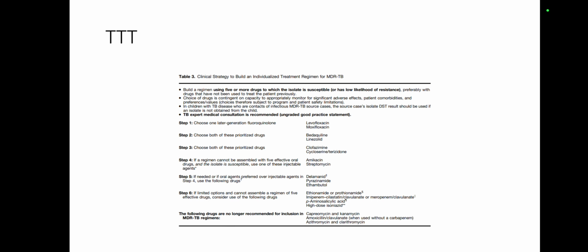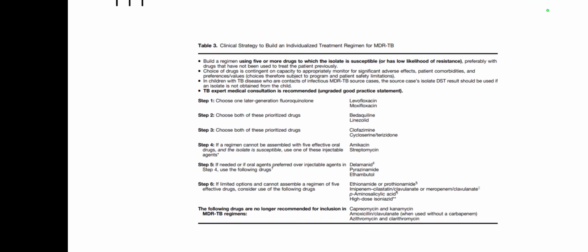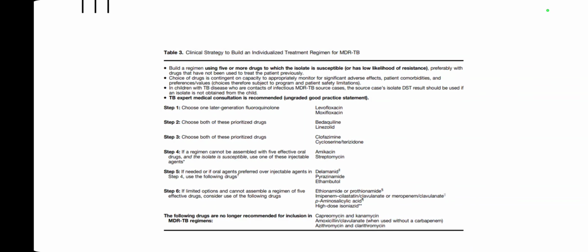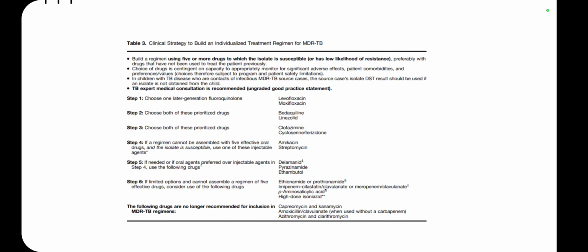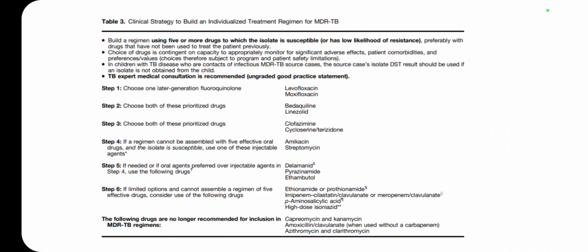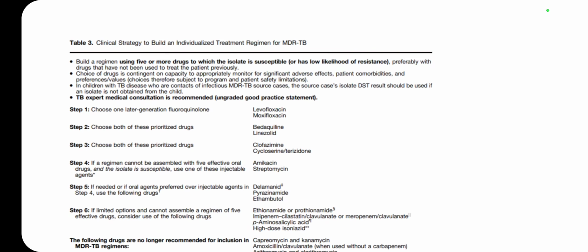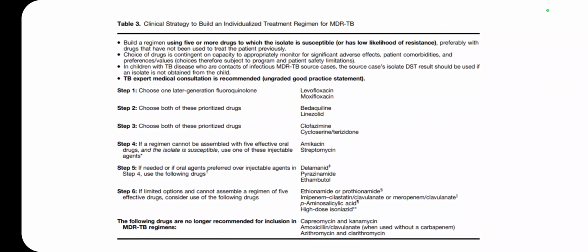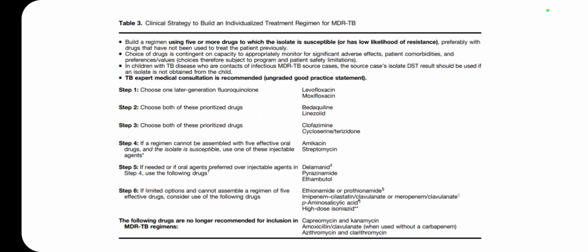So what is the treatment? We got the treatment from the CDC government website. Clinical strategy to build an individualized treatment regimen for multi-drug resistant TB: build a regimen using 5 or more drugs to which the isolate is susceptible or has low likelihood of resistance, preferably with drugs that have not been used to treat the patient previously.